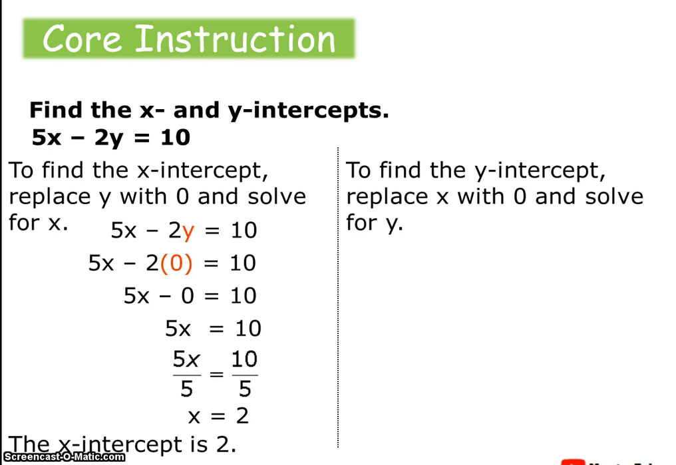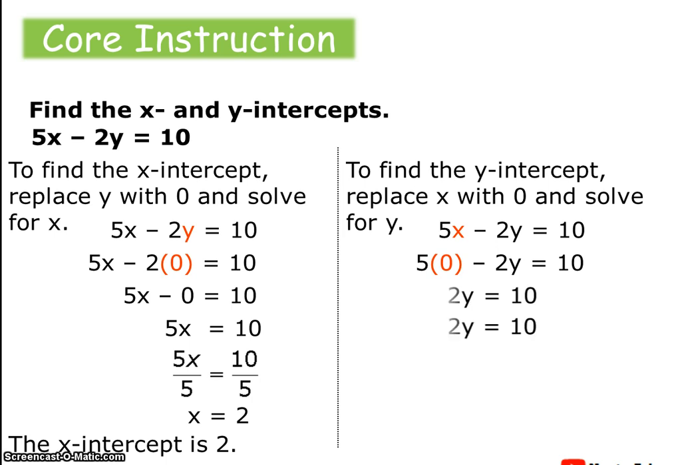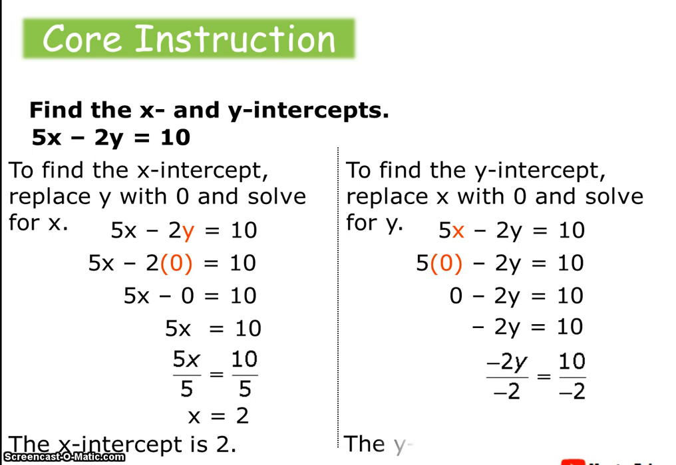Likewise, to find the y-intercept, I'm going to replace x with 0. So I'll put 0 in for x. I'm going to evaluate, and I solve for y. Finding y is -5. So the y-intercept is -5. So given an equation, we're going to plug in zeros for x and y to find the subsequent x and y intercepts.